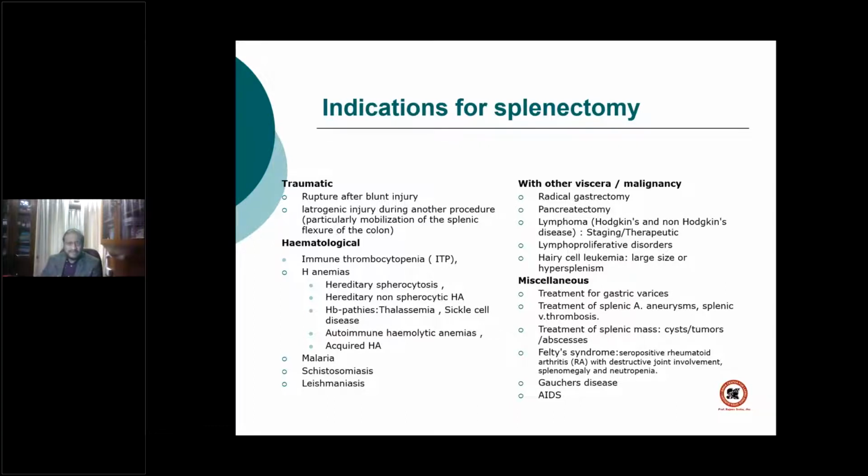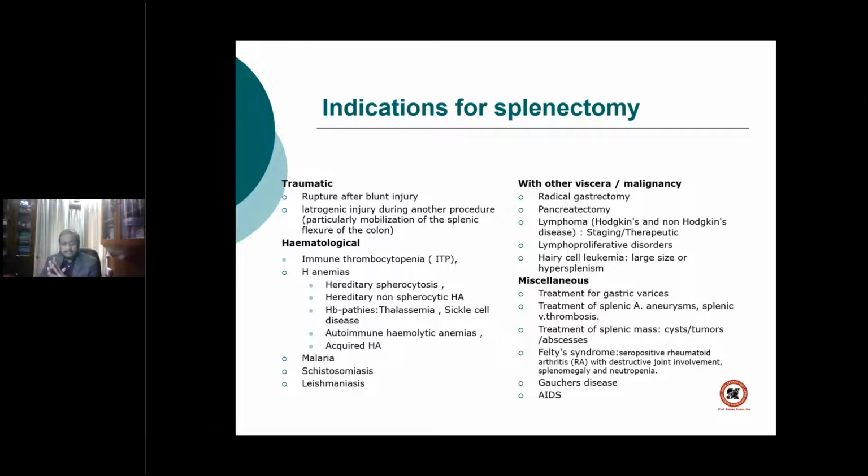Similarly, in distal pancreatectomy, you remove the tail of the pancreas, you may have to remove the spleen. Like, for example, lymphoma, Hodgkin's and non-Hodgkin's lymphoma, where the spleen may be required to be removed either for a staging purpose or therapeutic purpose. Lymphoproliferative disorder, not a very common cause for splenectomy. Hairy cell leukemia, again, not a very common reason for carrying out a splenectomy.